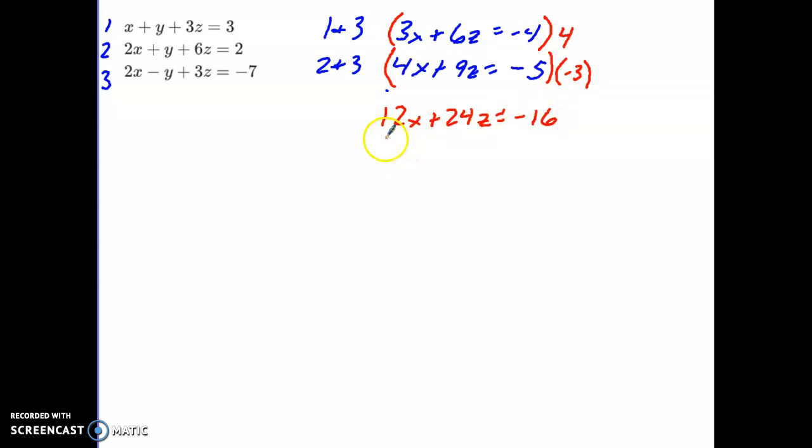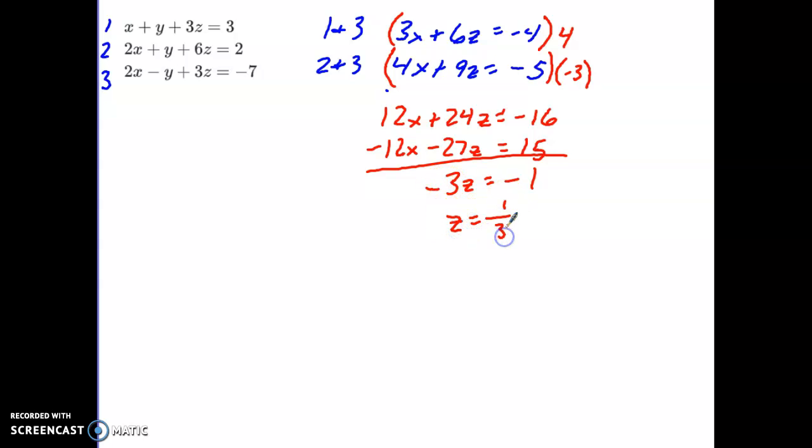For the bottom equation, 4x times -3 is -12x. 9z times -3 is -27z. And -5 times -3 is 15. X's cancel. Combine our z's, we get -3z. -16 plus 15 is -1. Divide by -3, and we get z equals 1/3.